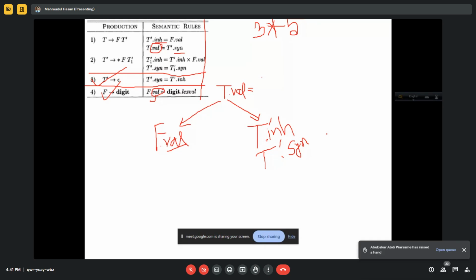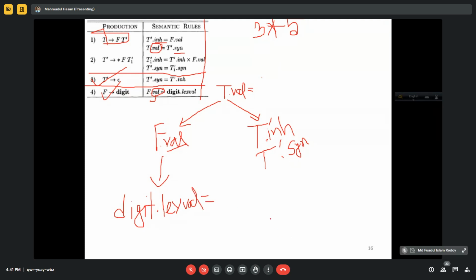So this production rule is performed first. Then which production rule do we need to perform? F to digit. And what is the attribute of digit? Dot lexval.